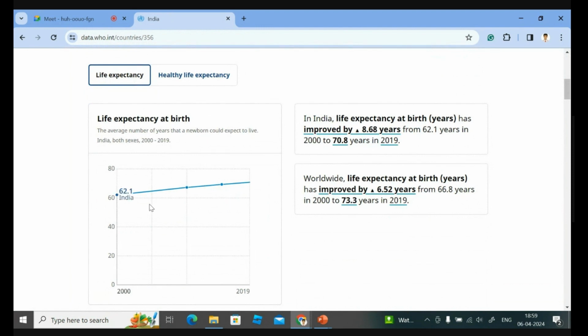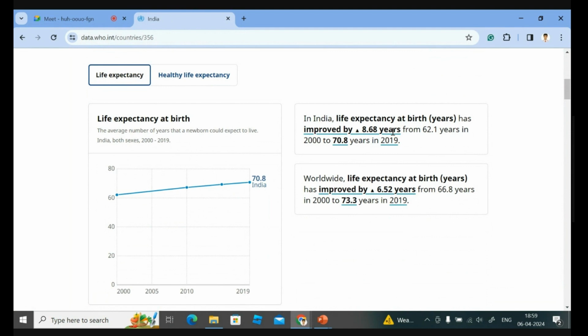So have we improved or have we not improved? In 2000 we were 62.1. Now in 2010 we have certainly improved, and now in 2019, this is 70 years. So the life expectancy at birth, people can expect to survive till 70 years. And it has actually improved by almost 9 years, which is really great.